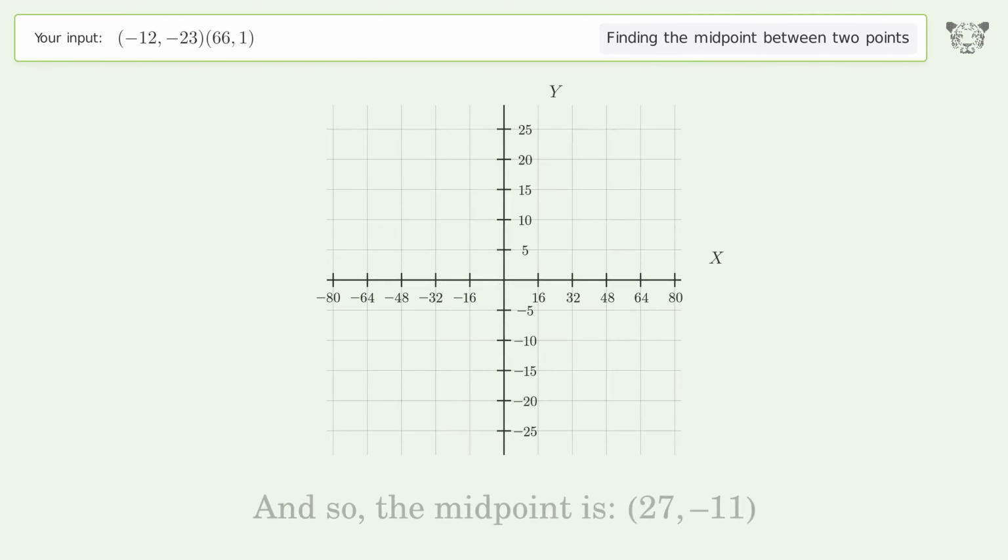And so, the midpoint is 27, negative 11.